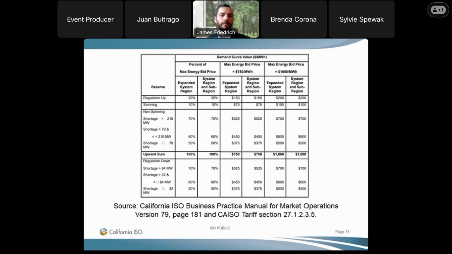You can also find the same table in the CAISO tariff section 27.1.2.3.5. So let's talk a little bit about this table to make sure that I can help you interpret it correctly. In the rows of the table, you have various reserves: regulation up, spinning reserve, non-spinning reserve, and regulation down. And you can see in the non-spinning reserve category, you actually have different values for different degrees of shortage.